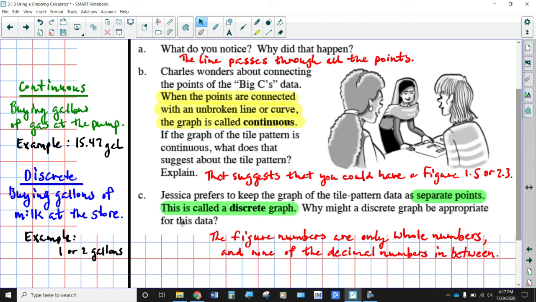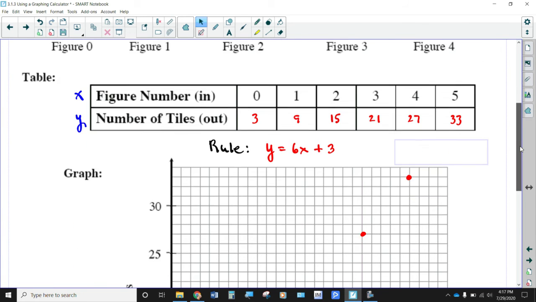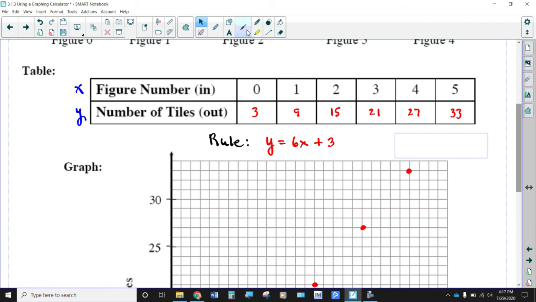The more we talk about it, the more it'll sink in when it's appropriate to connect the dots and when it is not, okay? There are even some situations where you're looking at it, it's like, is it appropriate to connect the dots and have an arrow at the end? Or would it be more appropriate to just connect the dots and not have an arrow, suggesting that that line would keep going on forever?